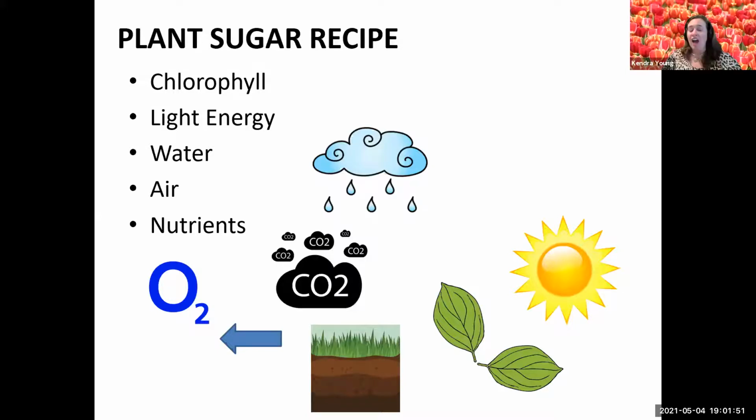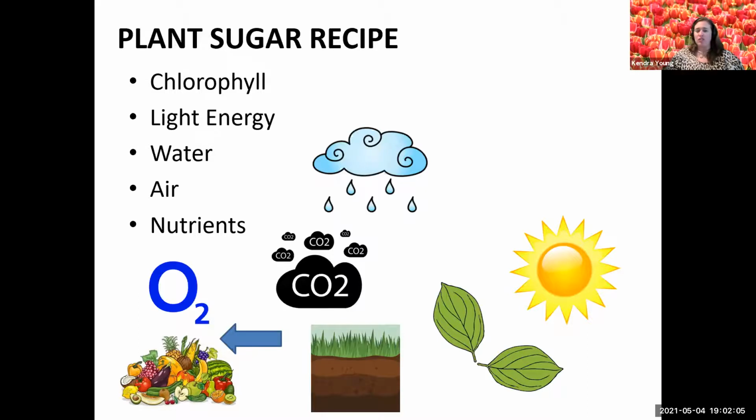Plants give off the oxygen, and so we need our plants. But plants still need oxygen to survive. Everything needs oxygen to survive on Earth. So they do need air. That's right. And then that gives us their fruits and vegetables. So that's the recipe for our plant sugars.